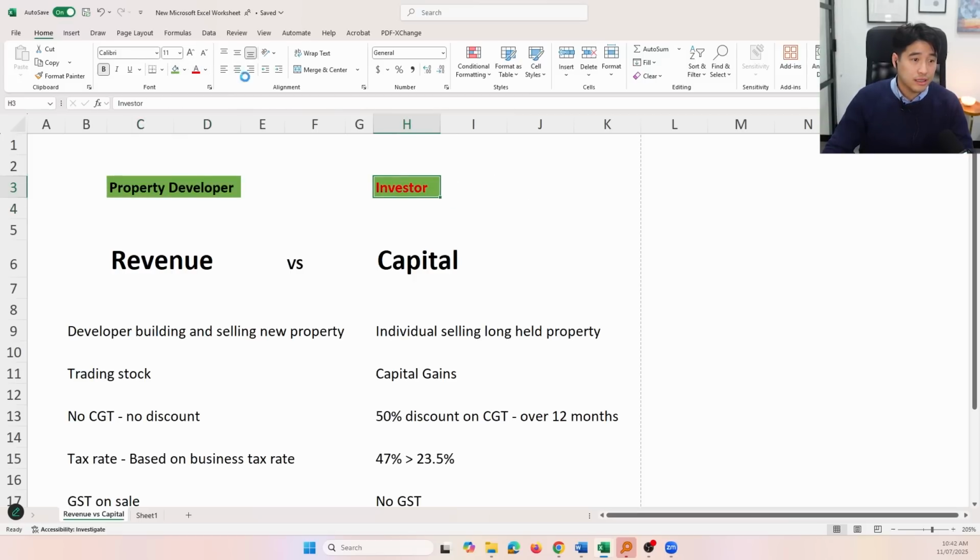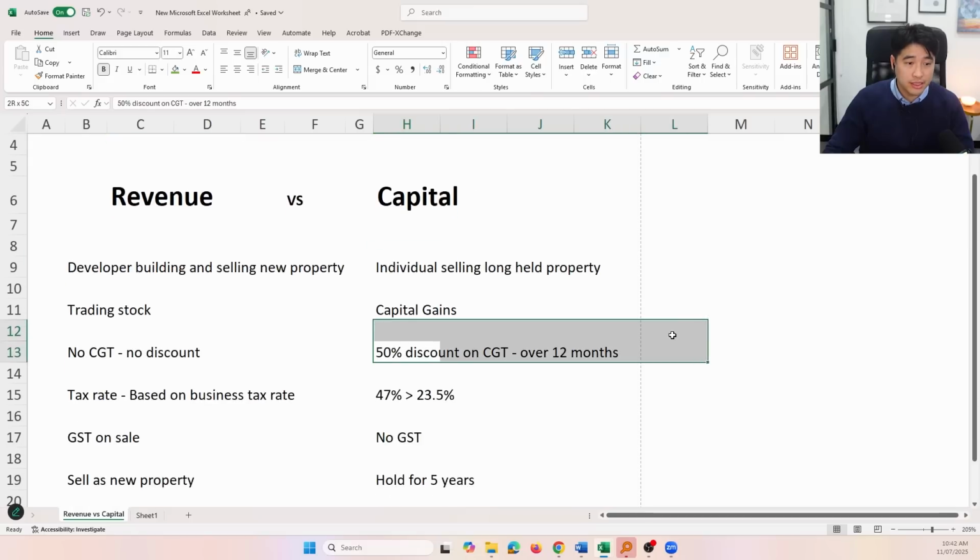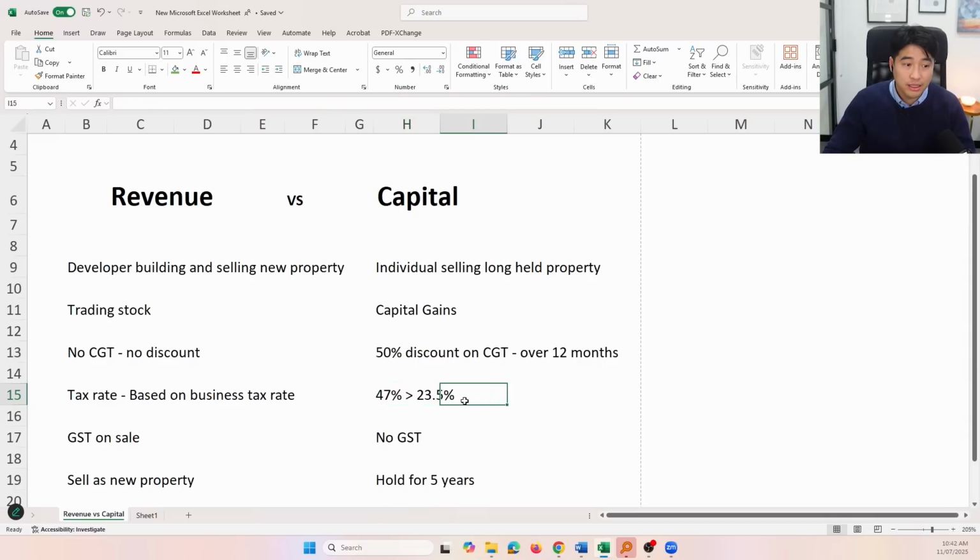Usually people want to be an investor because when you're an investor, you get the 50% discount. So if you make a profit on the sale of the property, you get a 50% discount. Your tax rate, if it's at the highest tax bracket, goes from 47% to 23.5%. And that's the tax you pay on the profit. You get to claim all the expenses, the holding costs, the cost of the land, the cost of the purchase, legal fees, all that stuff gets added up. And then it gets taken off the sale price to work out what the capital gain is. Then you get a 50% discount, and then you apply the 23.5% tax.